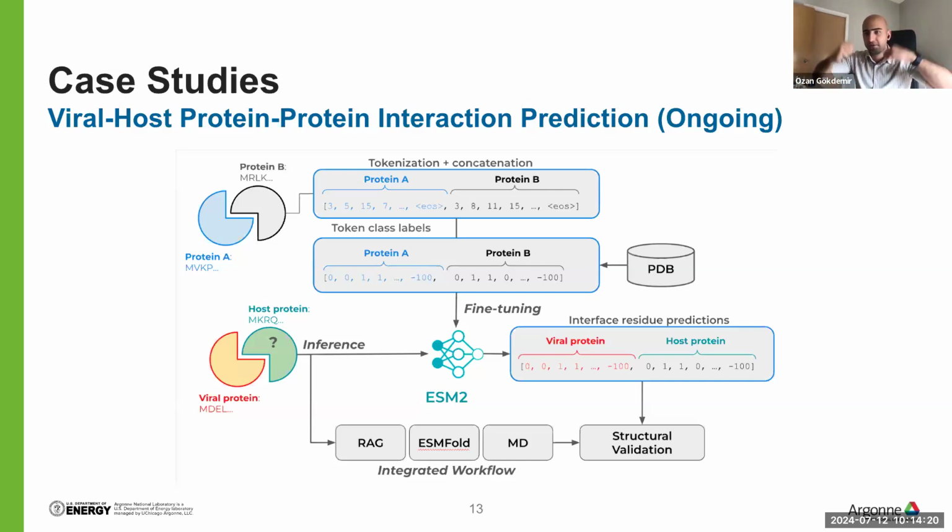So you retrieve papers about X, Y, Z, and Q, and viral host protein interactions in general. Based on that, you generate a hypothesis. The hypothesis gives you two proteins. You fold them with something like ESMFold or AlphaFold 3. You run some MD simulations, and in a way, you in silico validate this hypothesis. And that's your structural validation. And if there's any promise, you can go into in vivo, actual wet lab validation.